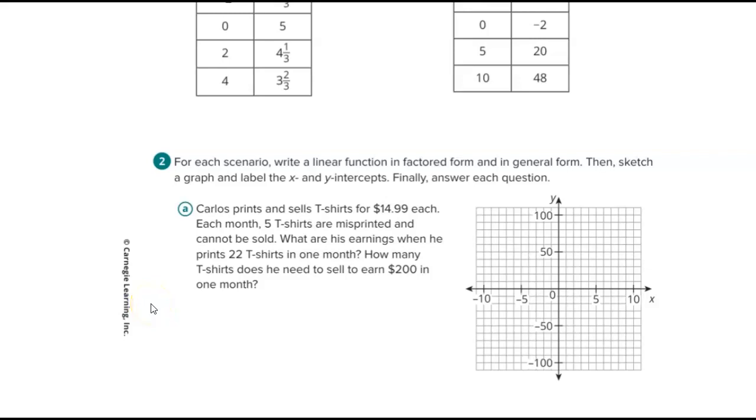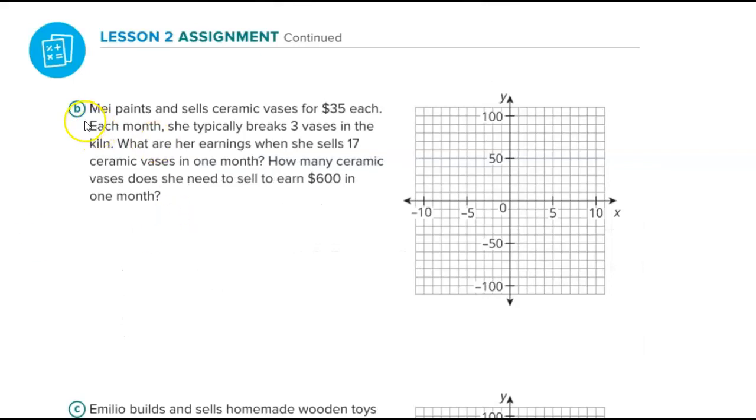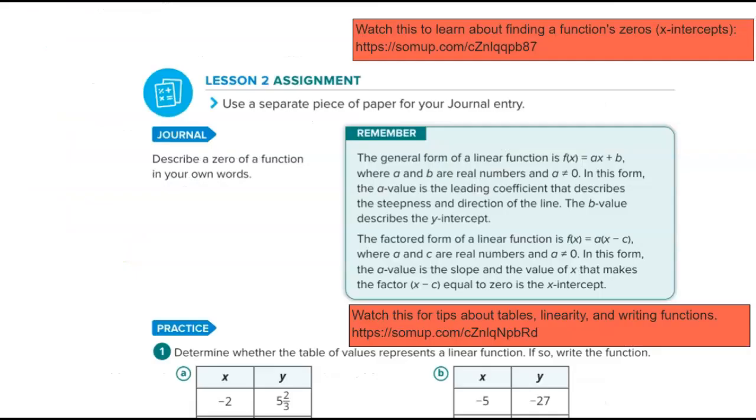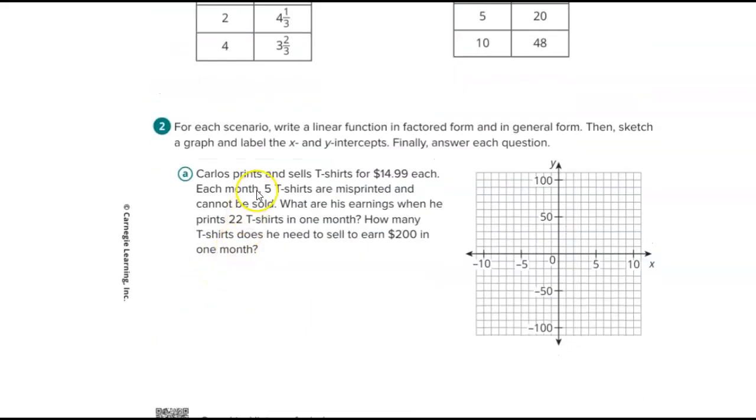You're going to be looking at 3 different scenarios. Scenario A, and then on the next page you're going to be looking at scenario B and scenario C. So what you're going to do is write a function for each scenario, and you're going to write it in factored form and in general form. So you're going to have 2 linear functions for each situation, factored form and general form.